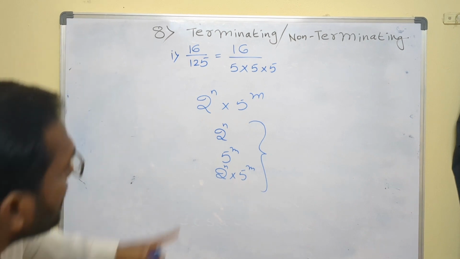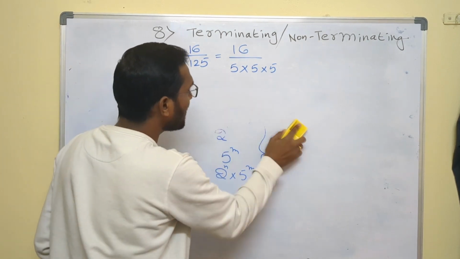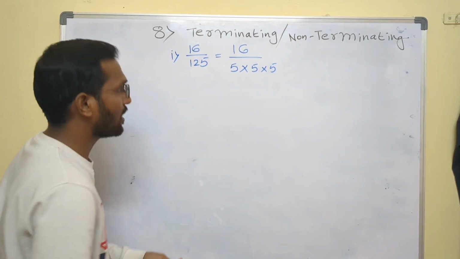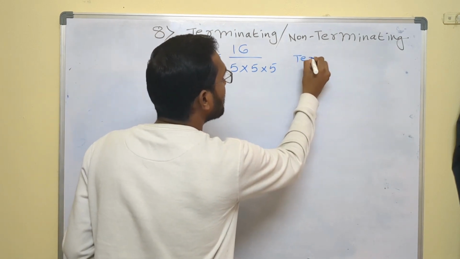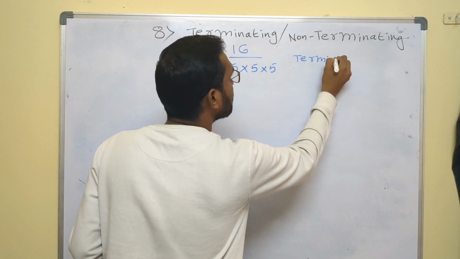Now, if we observe our answer, 5 into 5 into 5, the denominator part, here we have only 5, right? So it will be having a terminating decimal.